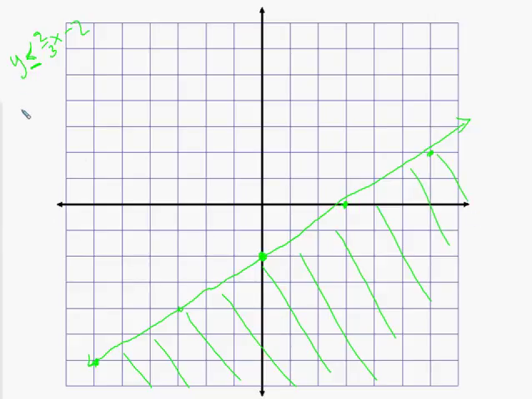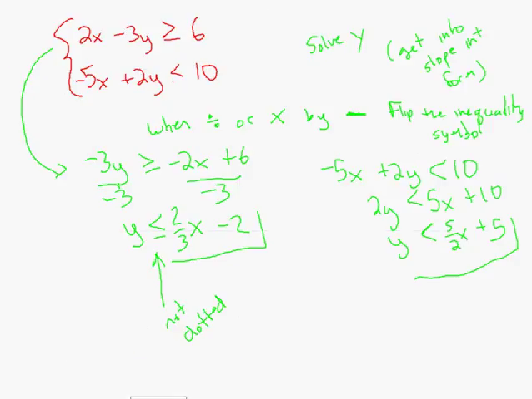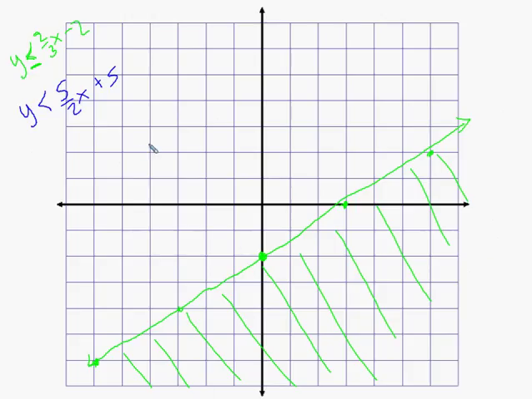Now I graph the next line. I'll do that one in blue. And the next line was y is less than 5 over 2 x plus 5. Okay. So 1, 2, 3, 4, 5. So up 5, right 2 is way up there somewhere.